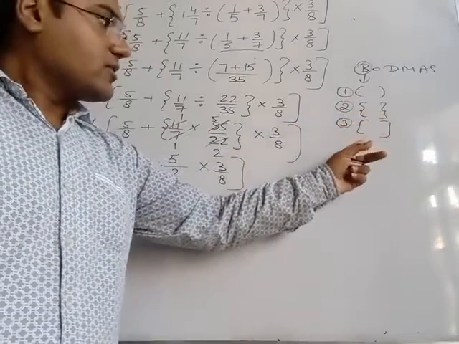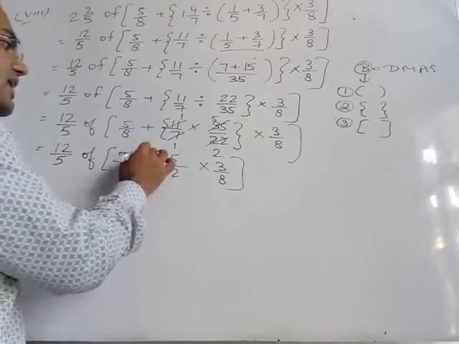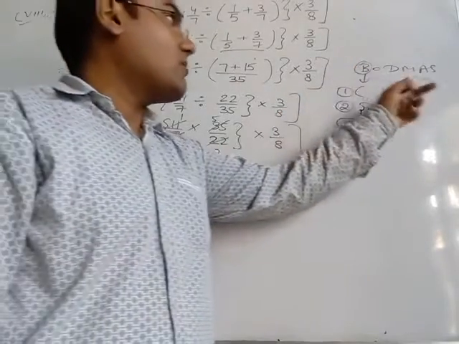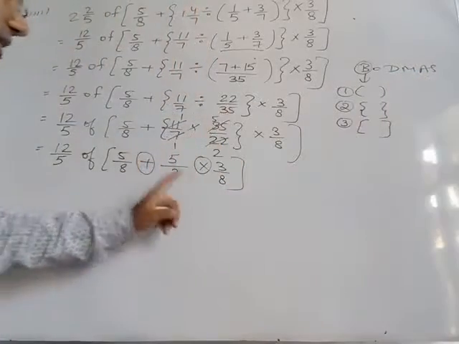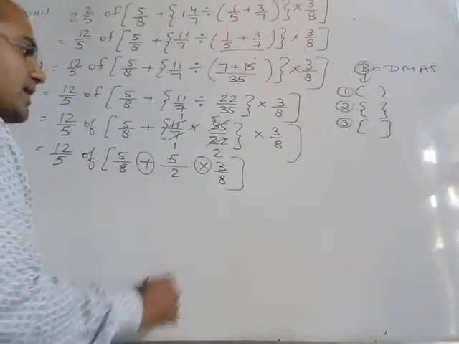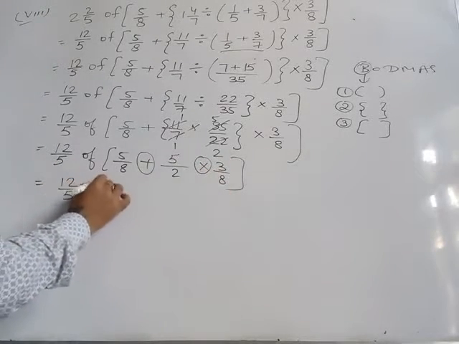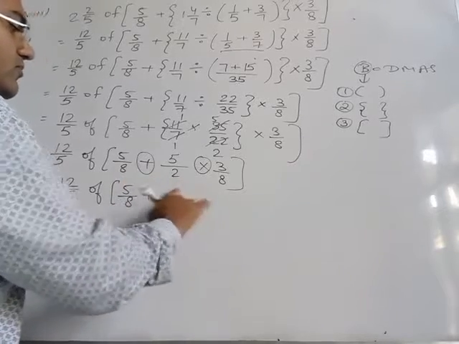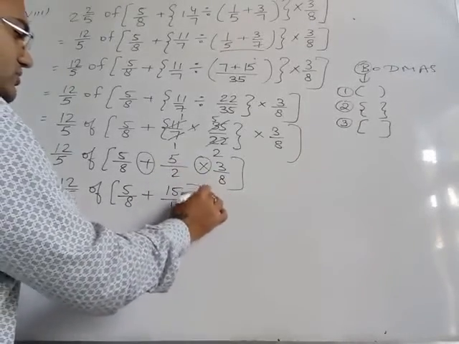After curly bracket, large bracket is coming, big bracket. So inside this big bracket you will observe that two signs are coming, plus and multiply. This is addition and this is multiplication. In BODMAS, if you check, multiplication is coming first, addition is coming afterward. So first of all we have to multiply, because according to BODMAS, addition we have to do later on. Nothing will get cancelled, so we will just multiply here. 12 upon 5 of 5 upon 8 plus 5 upon 2 multiply 3 upon 8. 5 into 3 is 15, 8 into 2 is 16.